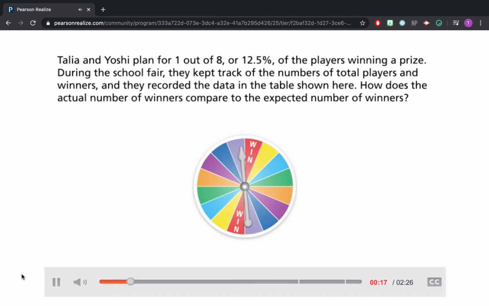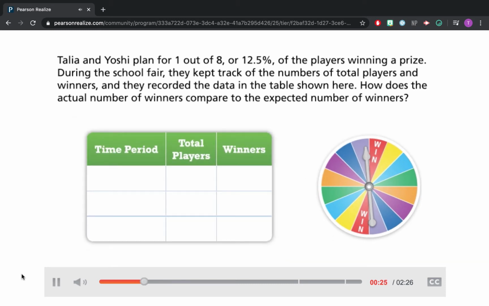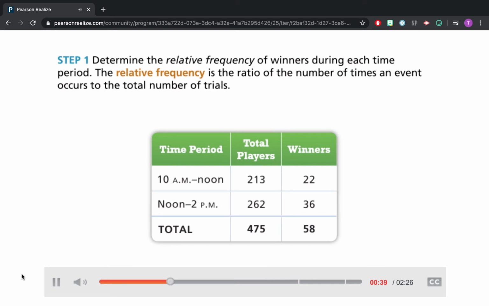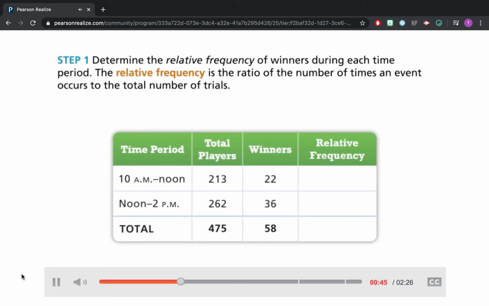Talia and Yoshi plan for 1 out of 8, or 12.5%, of the players winning a prize. During the school fair, they kept track of the numbers of total players and winners, and they recorded the data in the table shown here. How does the actual number of winners compare to the expected number of winners? The first step is to determine the relative frequency of winners during each time period. The relative frequency is the ratio of the number of times an event occurs to the total number of trials. In this case, it is equal to the ratio of the number of winners to the total number of players.